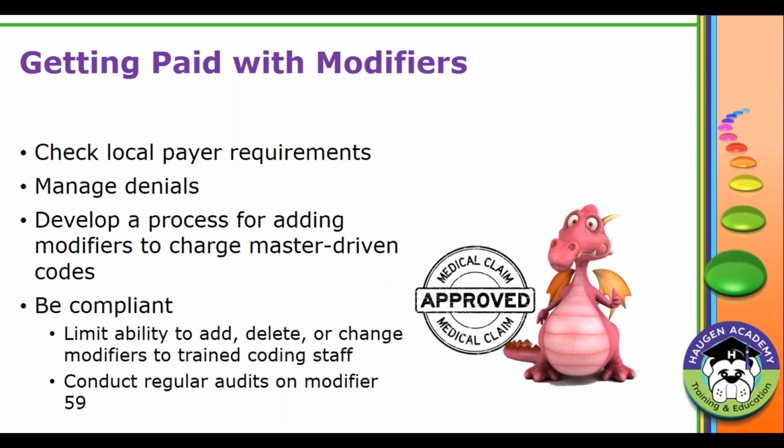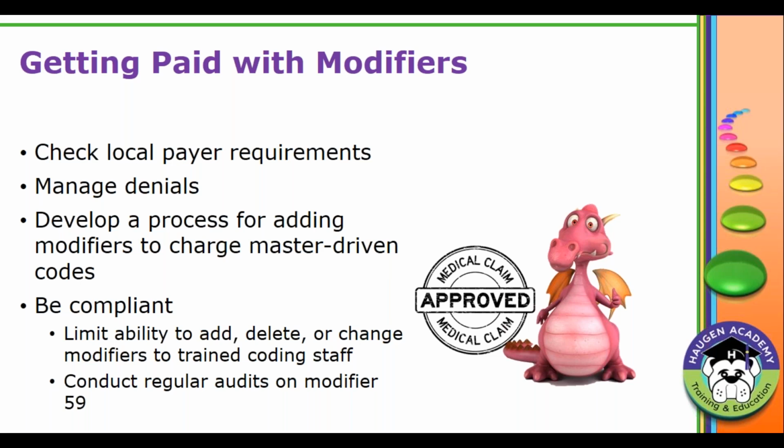You want to develop a process for adding modifiers to charge master-driven codes, because they do require, in certain situations, modifiers. And how are those going to get on there? Do you have a coder putting them on, or somebody else? And be compliant. One of my biggest best practice recommendations is that you limit the ability to add, delete, or change modifiers to just trained coding staff.